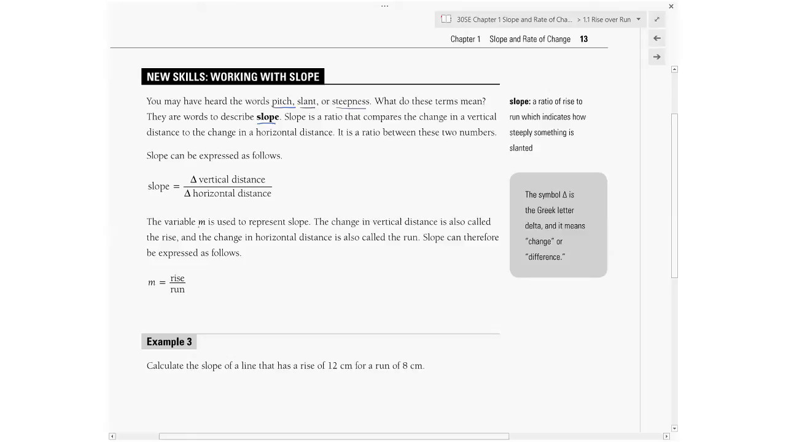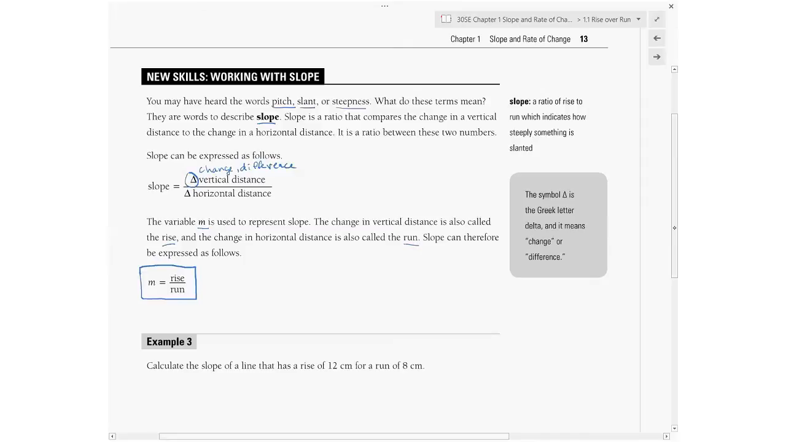We usually use the variable m to represent slope. And the change in vertical distance is also called the rise, like I said there. Change in horizontal is called the run. And so this is often how you see slope expressed: m equals rise over run. If you're wondering what this little letter here is, that's a Greek letter delta, and it means change or difference. Whenever you see a delta in math, it usually means that a change has taken place.